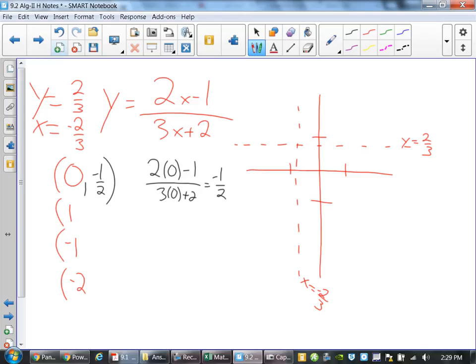And I do it again. 2 times 1 minus 1 over 3 times 1 plus 2. 2 minus 1 is 1. 3 plus 2 is 5. So yeah, you will get weird fractions, but you're doing the math. Placement allows you to see the direction of the curve. 0.5, 1 and 1/5. So we're doing this.